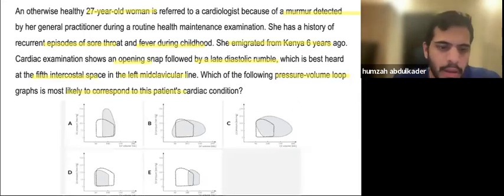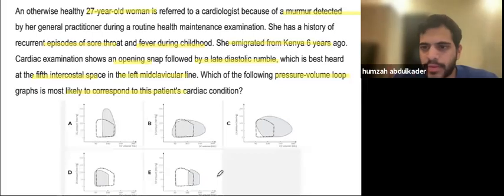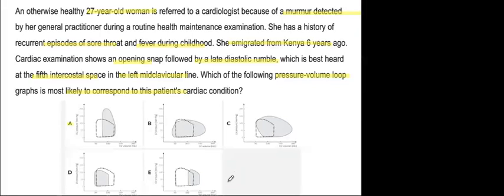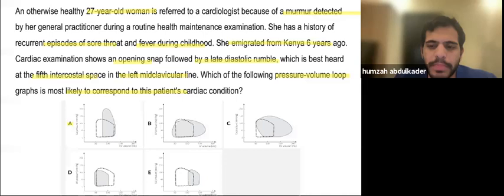Yes, okay. Now, this is almost a guaranteed question. Okay? These pressure, flow, whatever volume loops are very easy to ask, and they kind of test what you know, okay? Now I want you, what is A? Aortic stenosis. Okay. A is aortic stenosis. B.